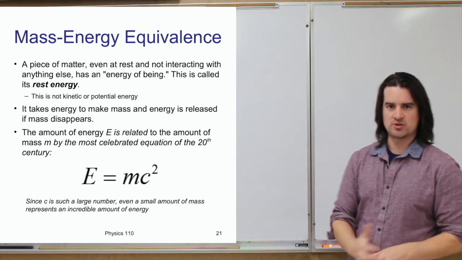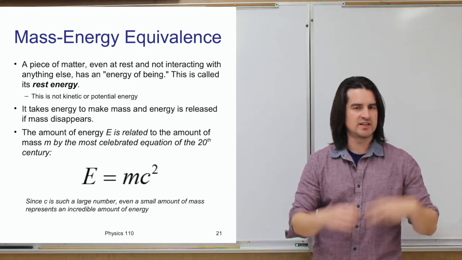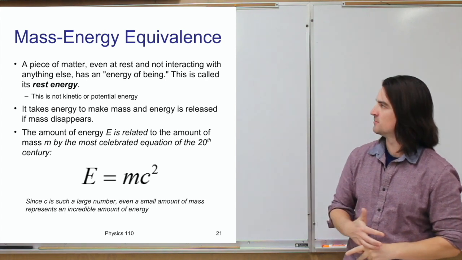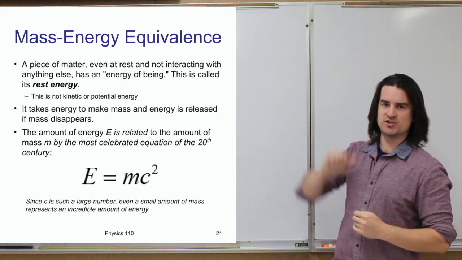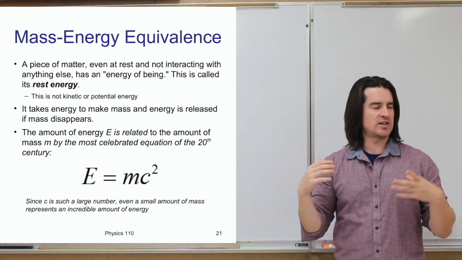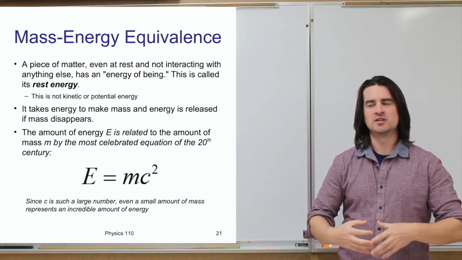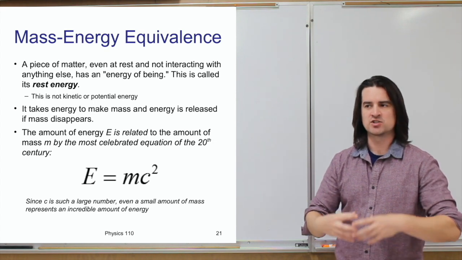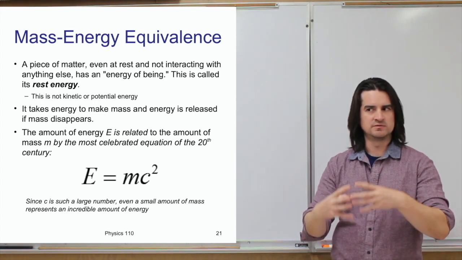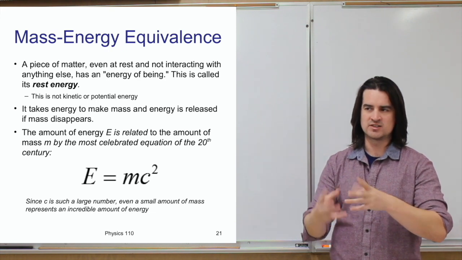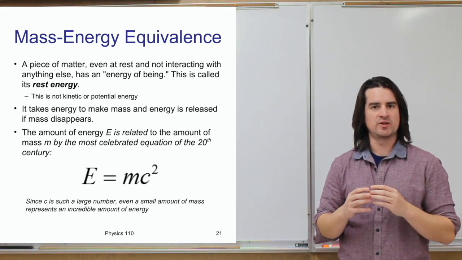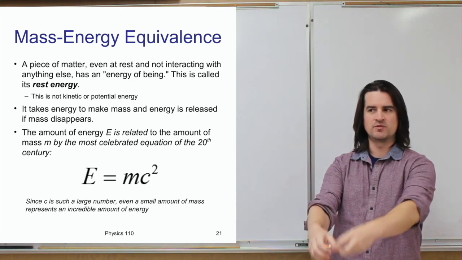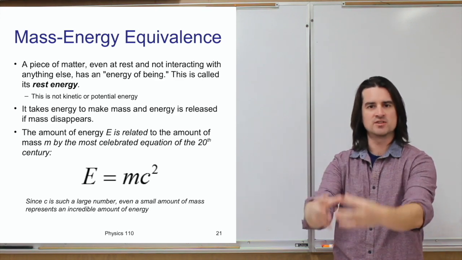So another consequence of this constancy of light and the principle that the laws of physics have to be the same in all inertial reference frames is what's called the mass-energy equivalence. It turns out that these principles will lead you to the consequence that mass and energy are not different versions of the same thing, but they're equivalent in some way. So if you have a certain amount of mass, that is equivalent to saying I have this amount of energy. Or if you have a certain amount of energy, that can be equivalent to saying I have this amount of mass.